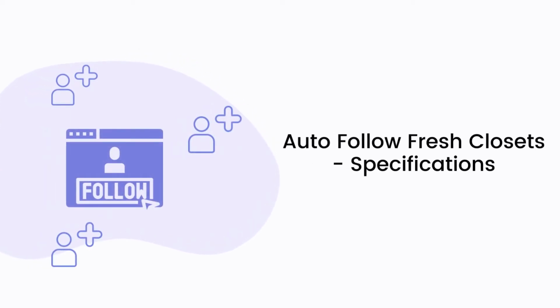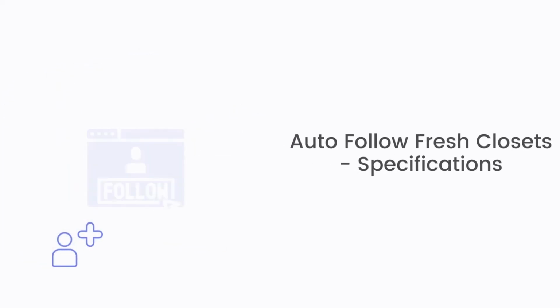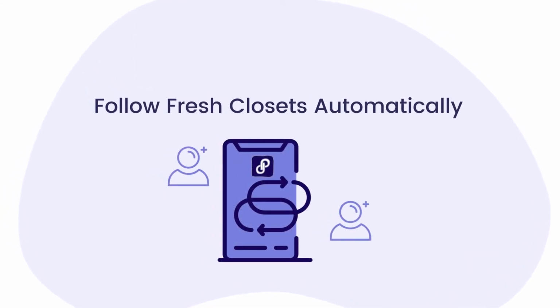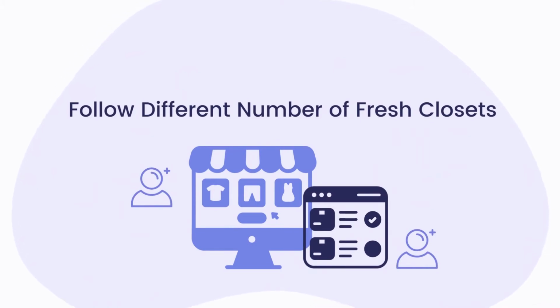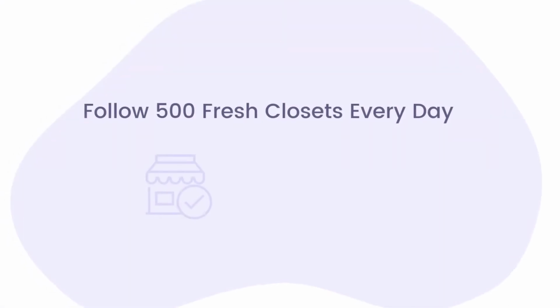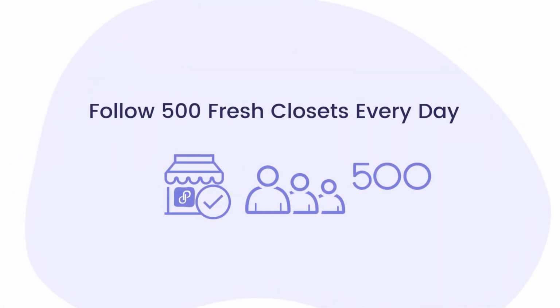Let's see what we can do with the Auto Follow Fresh Closets automation in the PrimeLister extension. You can automatically follow the fresh closets on a daily basis. Fresh closets are those Poshmark users who have just posted their first item to their closet. You can customize the number of people so that as many users from fresh closets as you specify are followed each day. You can follow fresh closets automatically up to 500 users per day.